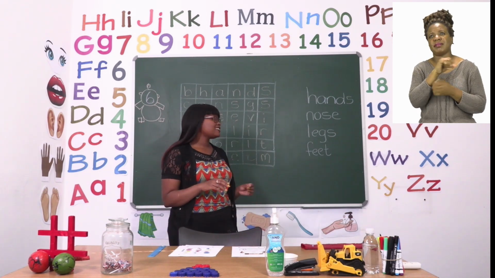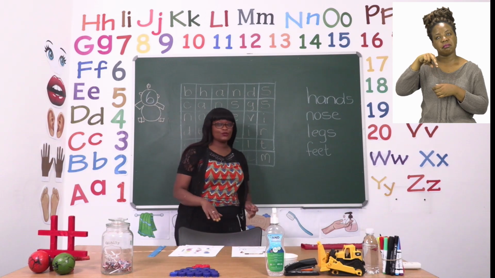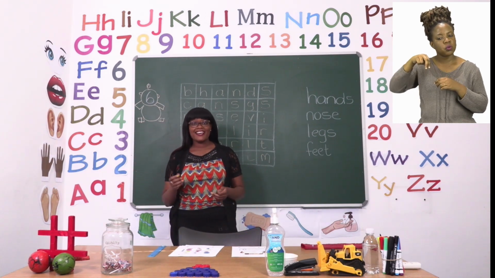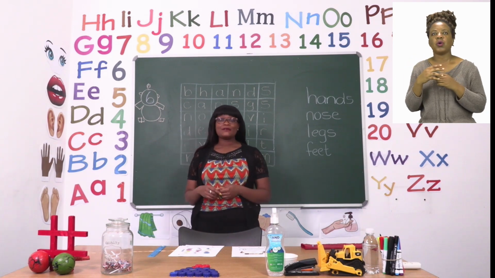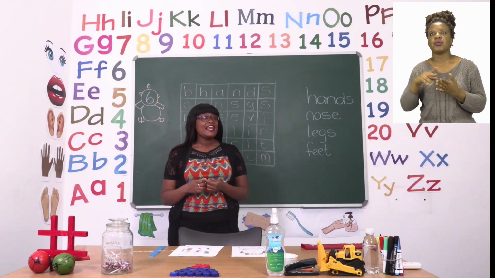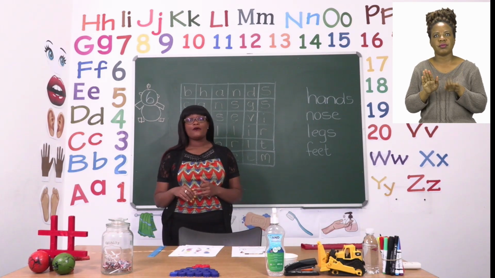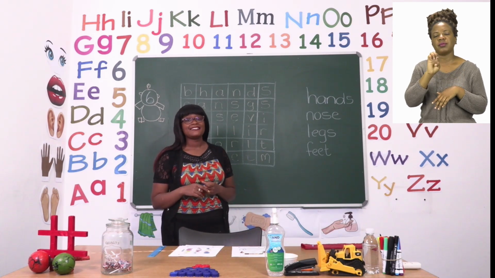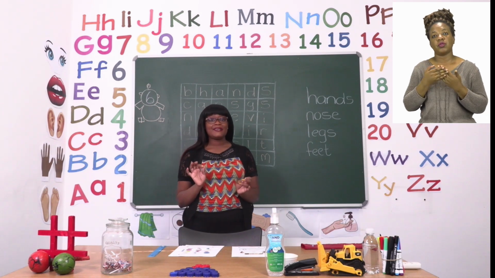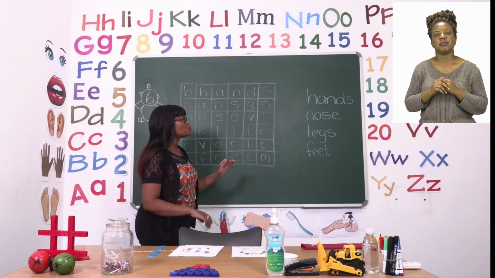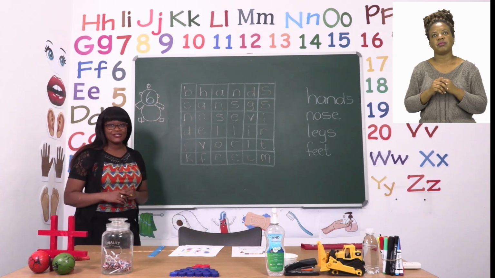Then we have our legs. We use our legs to walk and to run, to do exercises, to dance. We use our legs for many different things. Then we have our feet. Our feet also help us to walk and keep balance as we are walking, especially our toes. So these are the body parts we're going to try and look for in our word search.